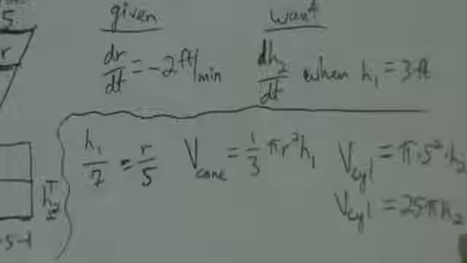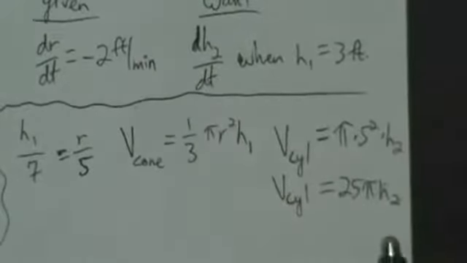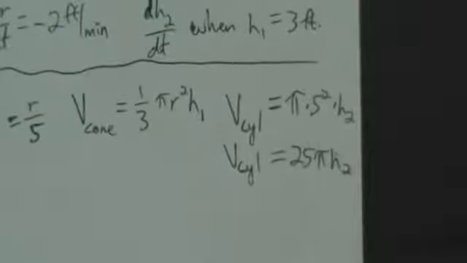So here's our three equations. That's it for step 3, write down the relevant equations. Then step 4, implicitly differentiate both sides of the appropriate equation with respect to time. Which one's the appropriate equation? Well, what do we want? We want dH2 dt. H2 doesn't appear anywhere else, so let's use this equation here. Let's differentiate both sides with respect to time.